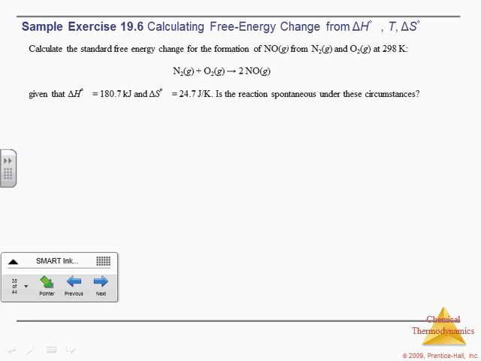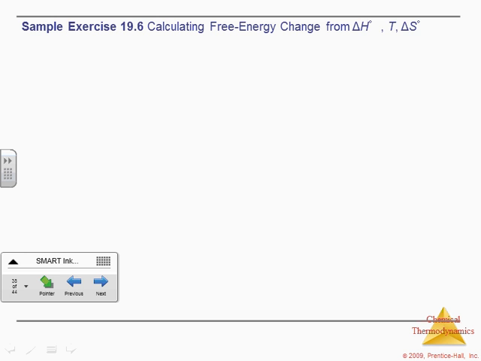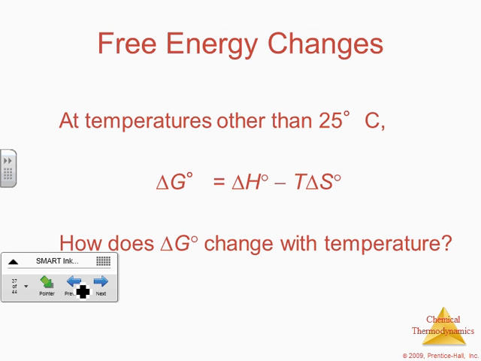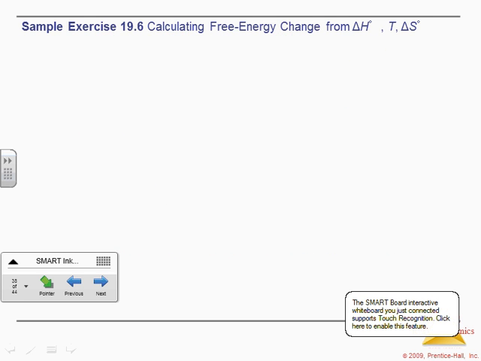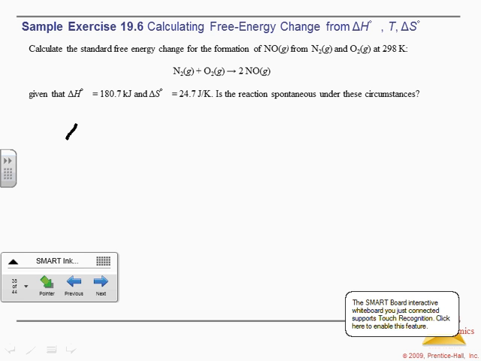So this problem here says calculate the standard free energy change for the formation of NO from N2 and O2, and they give you the delta H and the delta S for the reaction. Okay. So basically all you have to do, and this equation is on your equation sheet, you'll just want to use this equation right here, delta G equals delta H minus T delta S, and use that to figure out the answer to this question. Okay, so delta G equals delta H.